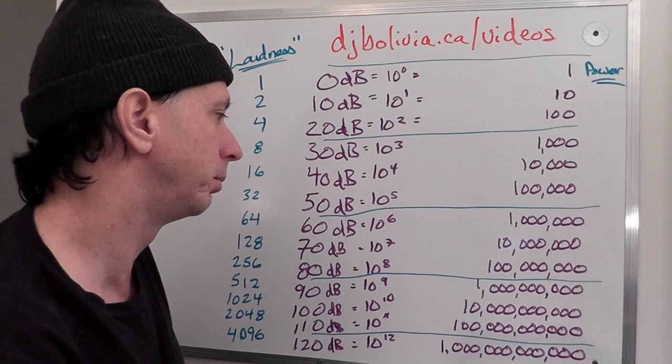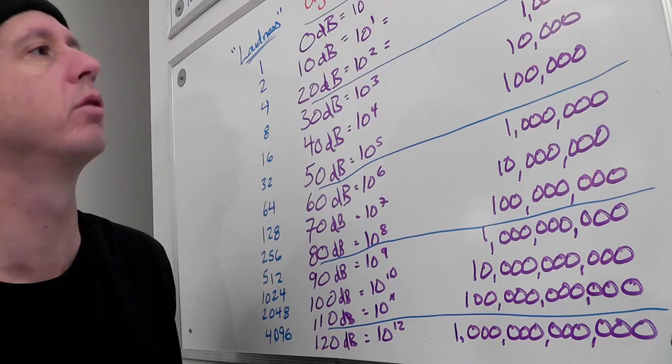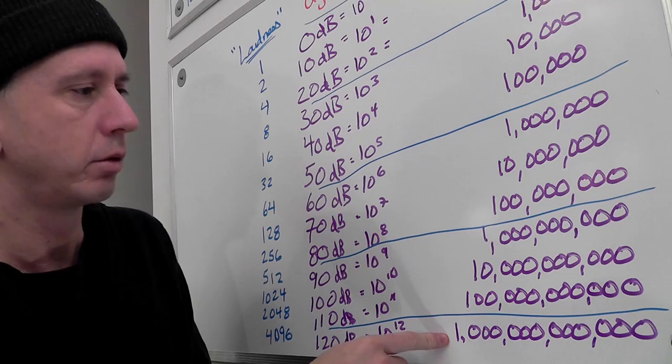I'm talking North America systems too. I meant to look this up. I think the British use a different interpretation of what a billion is. But for us, it's ones, thousands, millions, billions, trillions, okay?